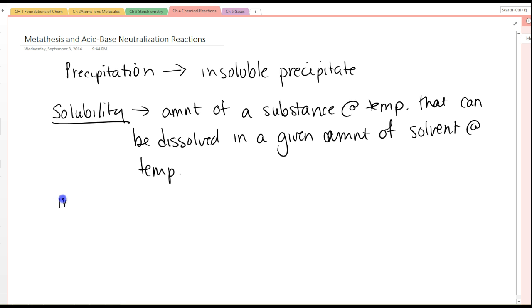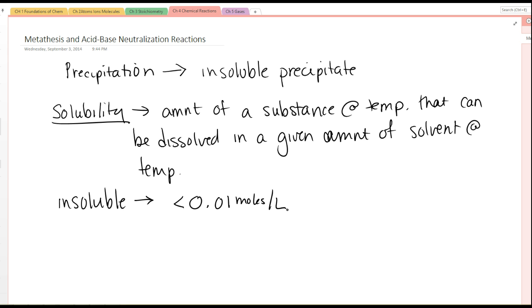For insoluble, that means that it cannot be dissolved, and we're going to say that the amount that qualifies as insoluble is less than 0.01 moles per liter of solution. So you'll notice that's a very familiar unit.